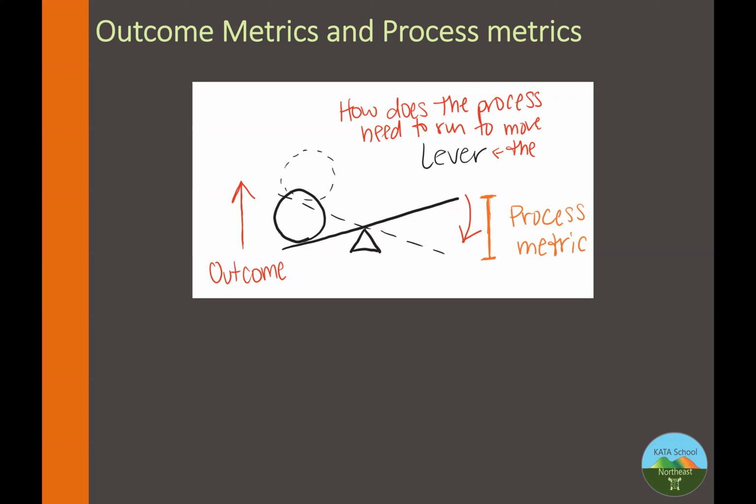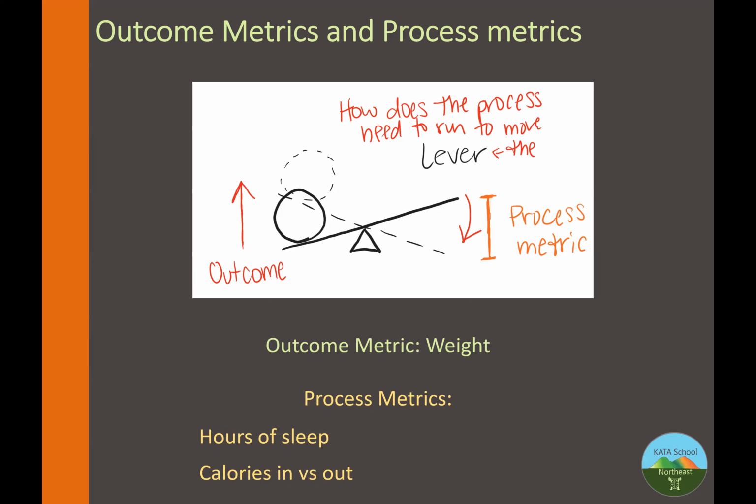So here's a real world example of this. If you were trying to lose weight, which would be your outcome metric, you would have a process around eating and diet, exercise, hydration, etc. So some process metrics for this could be hours of sleep, calories in versus out, amount of exercise or time, and water intake.